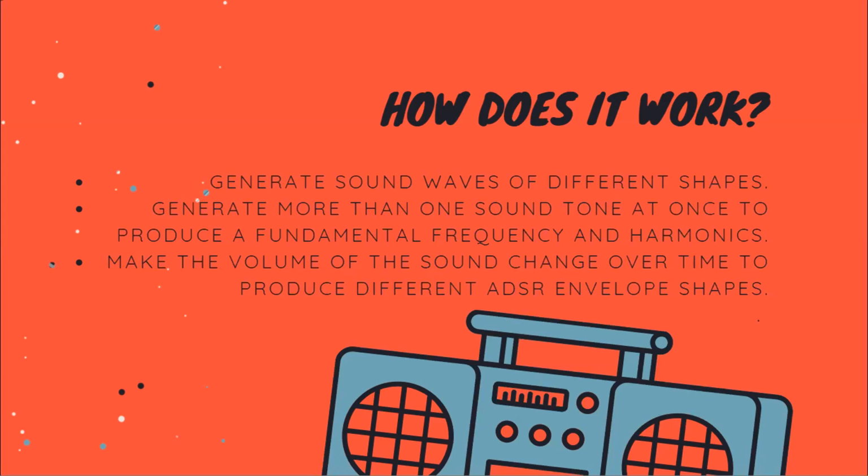So that is one process. And then the second process is to generate more than one sound. Here is a sentence which I recommend you reduce into a short phrase. Make the volume, the sound change. This is also a sentence that you can change into a shorter phrase. The first one is okay: generate sound waves of different shapes. That's one phrase, not a full sentence.